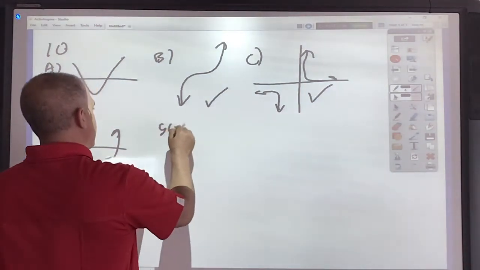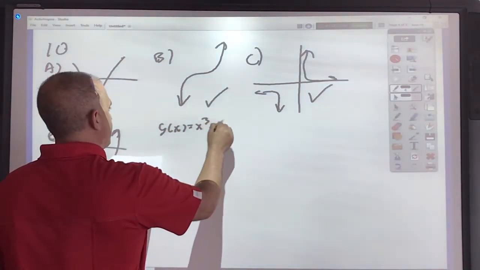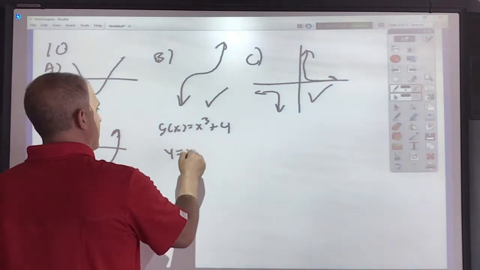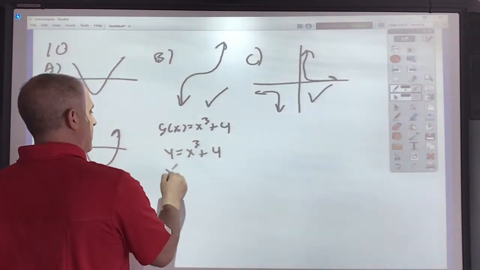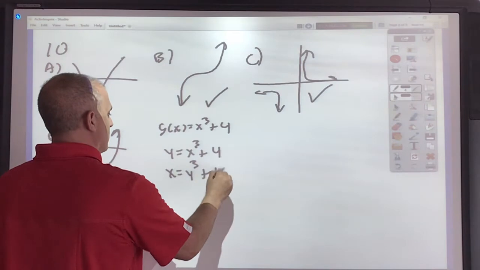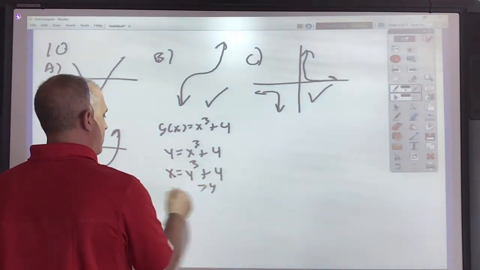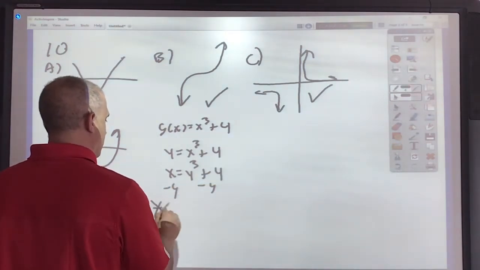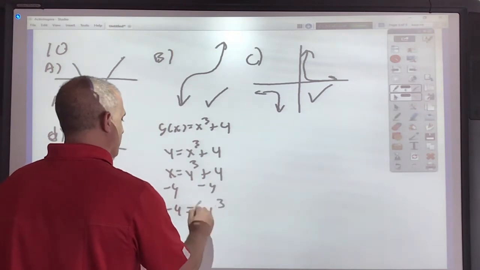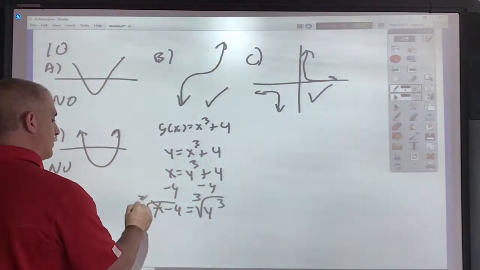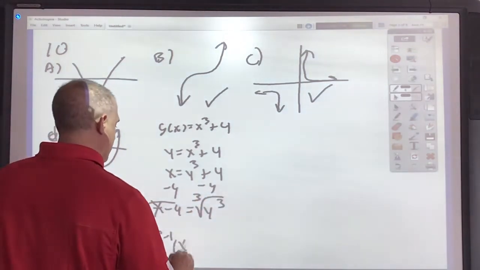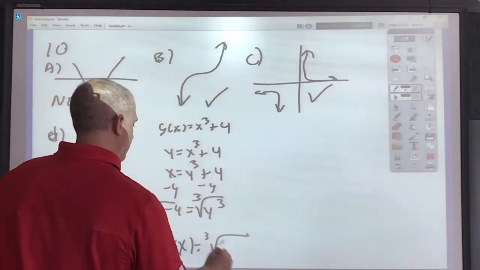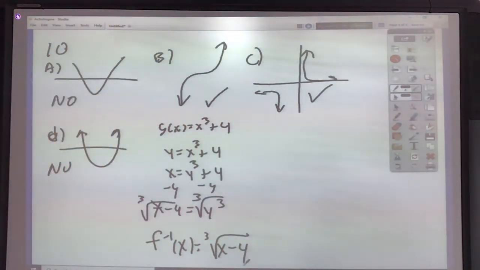So that's g of x equals x cubed plus 4. So that's y. Replace x with y, we always switch those, okay? Subtract 4, so that's x minus 4 equals y cubed. Take the cube root of both sides. So my inverse here is the cube root of x minus 4, okay?